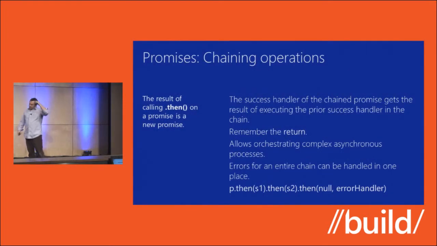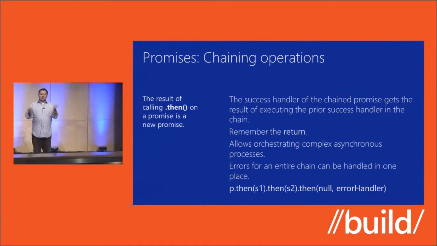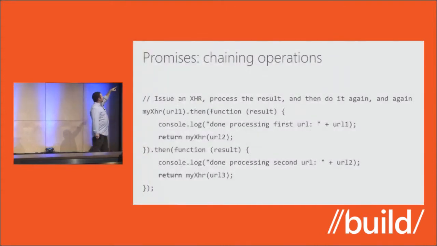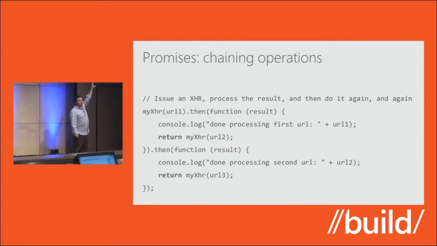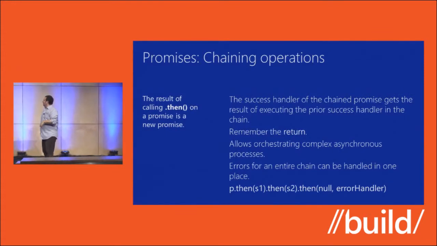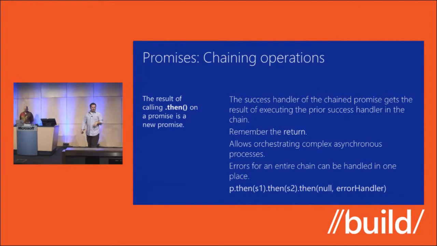Now, as I said in the last slide, the success handler of the chained promise gets the result of executing the prior success handler in the chain. There's also an error handler, and we don't see that in either of these cases here, but you could have said comma in either of these and included an error handler, and that would handle an error that had propagated through that chain. That's because web requests never fail. It's true. The internet is infallible. Perfect networks. Yes.